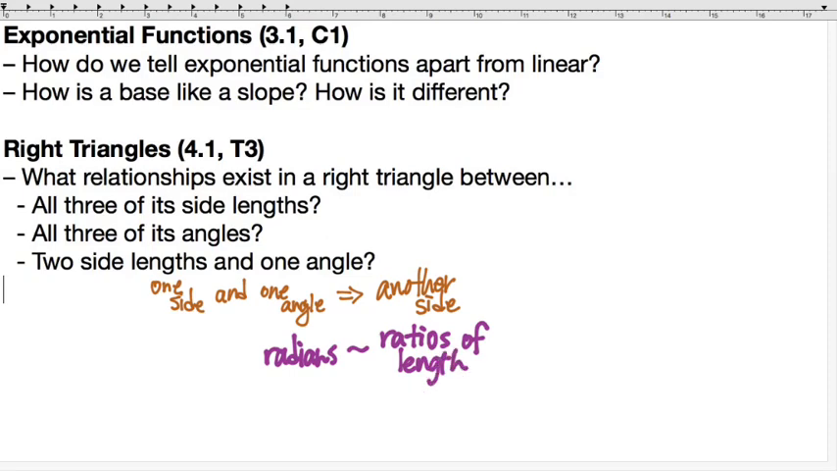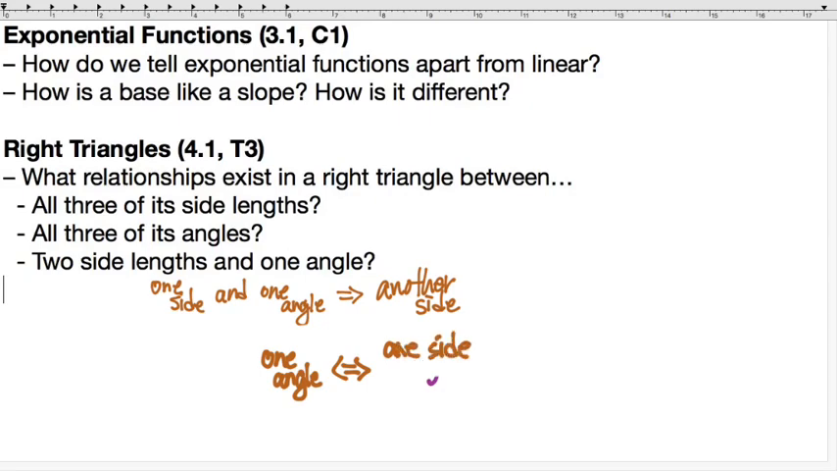And that actually gives us a little bit of a clue as to how we might be able to do this, right? If I want to use one side and one angle to predict another side, what I might want to do is take this one side and divide it over here. So I'm doing pseudo-math for a minute here. But this is how we're going to use this. We're going to be able to do this using ratios. One angle is going to be able to be predicted by the ratio of one side length to another side length.